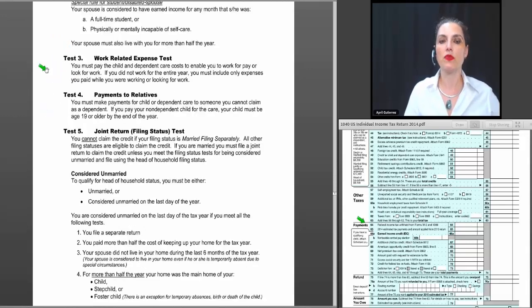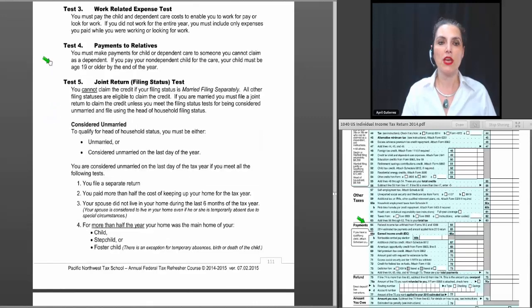Test number 3 is the work-related expense test. You must pay the child and dependent care costs to enable you to work for pay or look for work. If you did not work for the entire year, you must include only expenses you paid while you are working or looking for work. Payments to relatives.